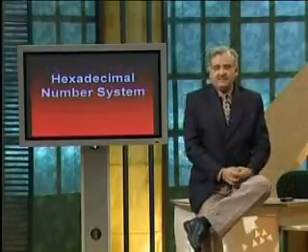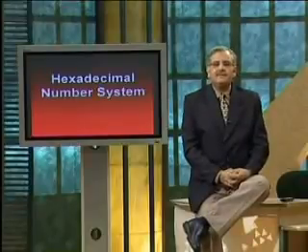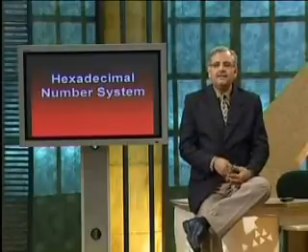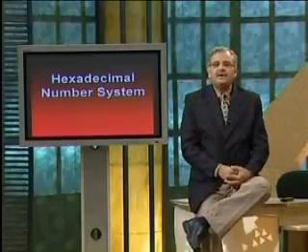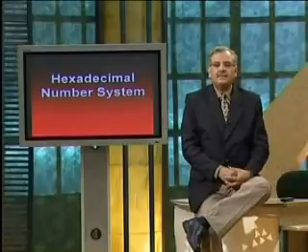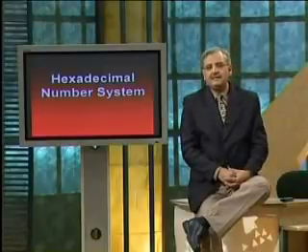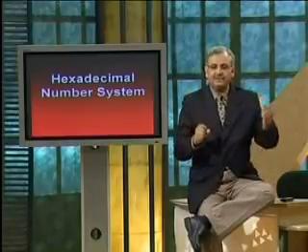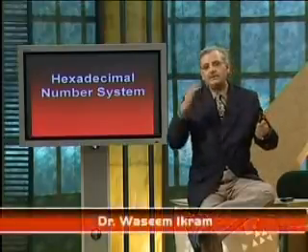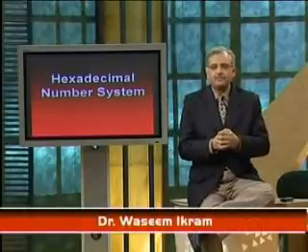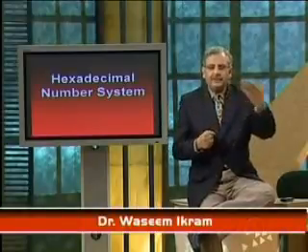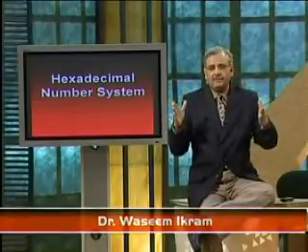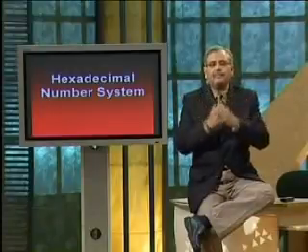Since it's a base 16 number system, it has 16 different values: 0, 1, 2, 3 up to 9. Then the next 6 values are written as A, B, C, D, E, and F. So the hexadecimal number system has values ranging from 0 up to F. As I've said, the utility of the hexadecimal number system is to write long binary numbers in a concise or compact form.